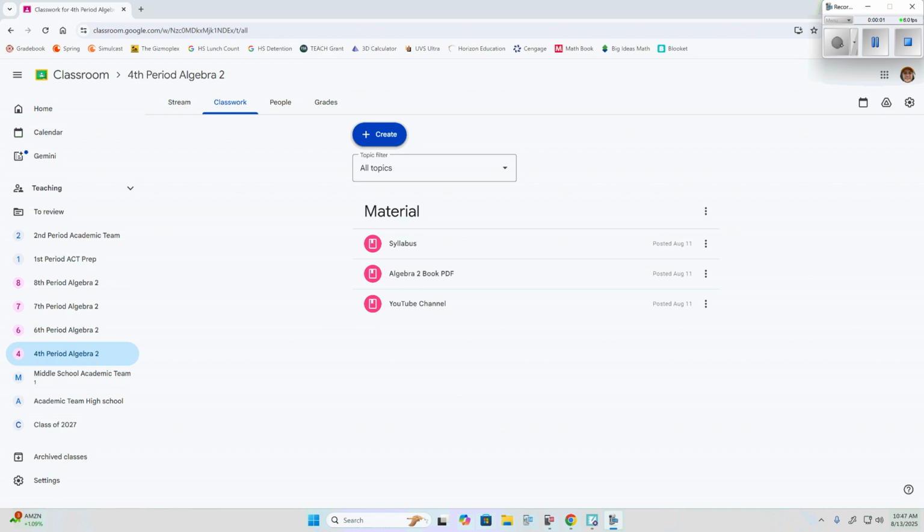So, Google Classroom. I know some teachers here in the high school and middle school use Google Classroom a lot. All your assignments are in there. You post your assignments, everything's done through there. For me, I use Google Classroom more as just a bulletin board kind of thing.